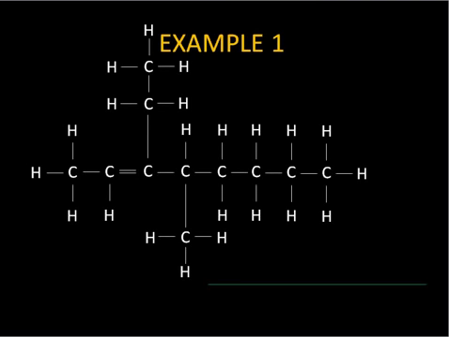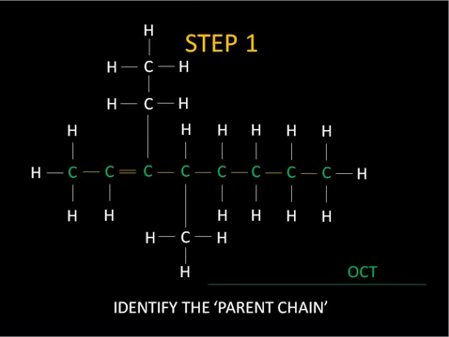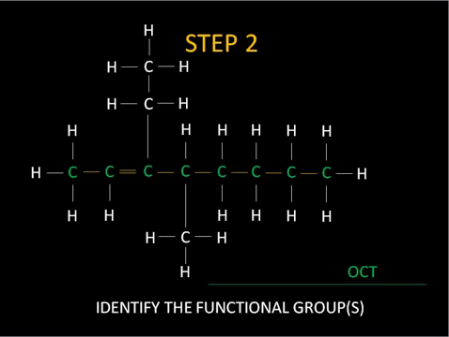Okay, here goes. Step 1. Identify the parent chain. And here it involves 8 carbons. So the prefix is oct. Now, what's the next step, if you can try to remember? That's right, identify the functional groups. And as it turns out, there aren't any here, so we can skip this step.